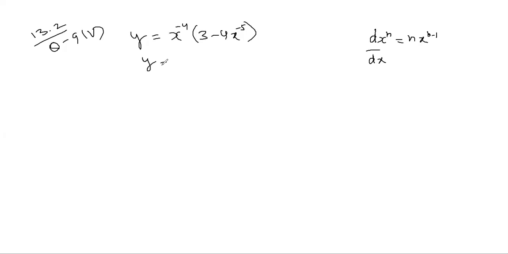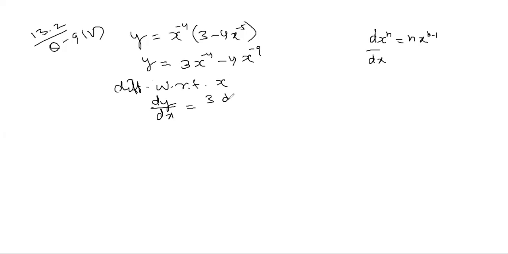So first you will multiply x raised to power 4 inside. This will become 3x raised to power minus 4, minus 4x raised to power minus 4 minus 5, that is minus 9. Powers will be added. Now differentiate with respect to x. dy by dx is equal to 3 common, d by dx of x raised to power minus 4.